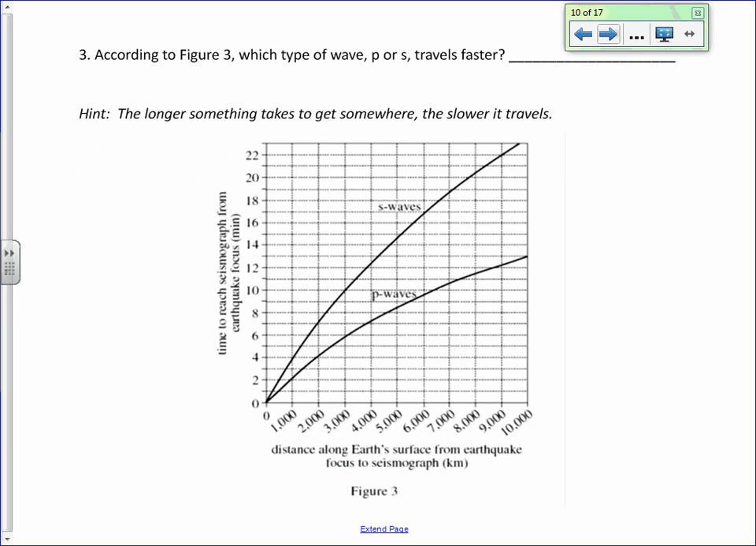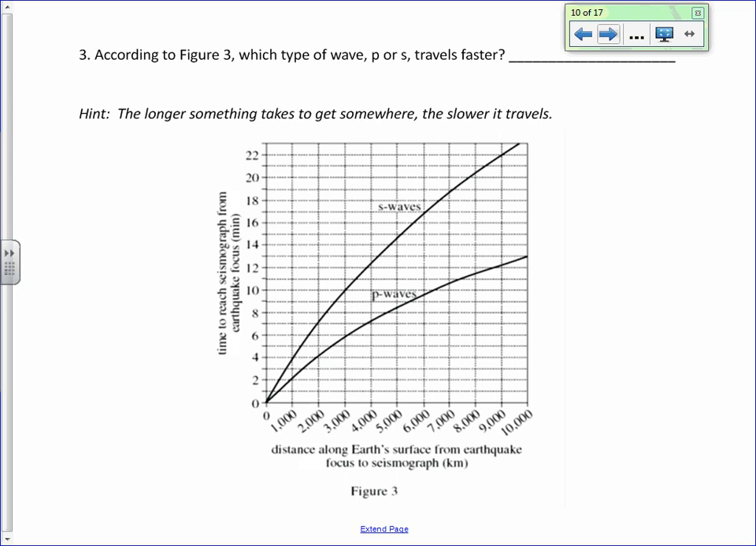Next question. According to figure 3, which type of wave, P or S, travels faster? Now, this is a tricky one if you're using your old knowledge of this graph. The old versions of this graph might lead you astray. What do you think? P waves. P waves. How'd you get P waves?